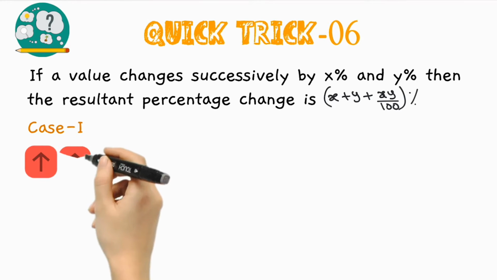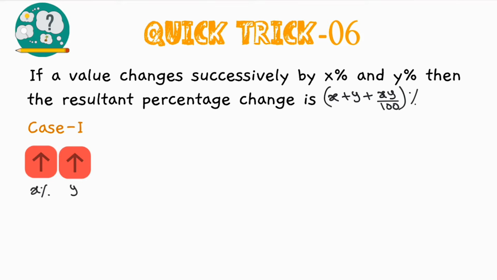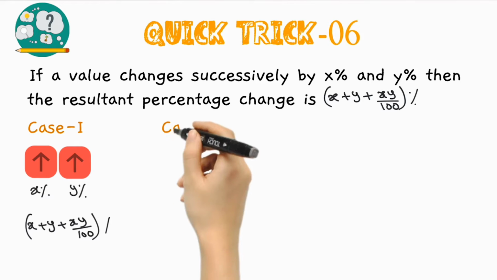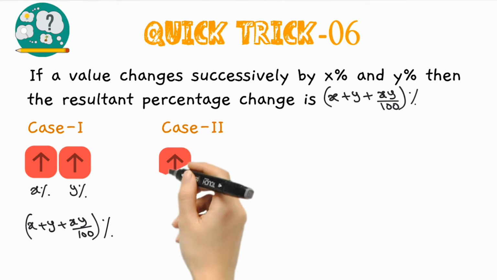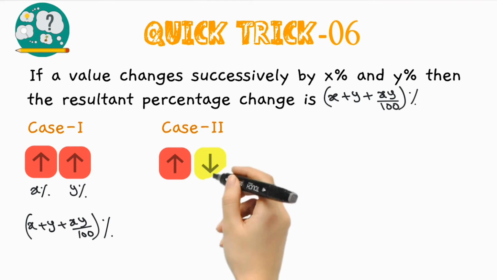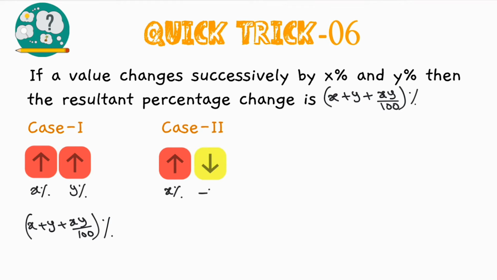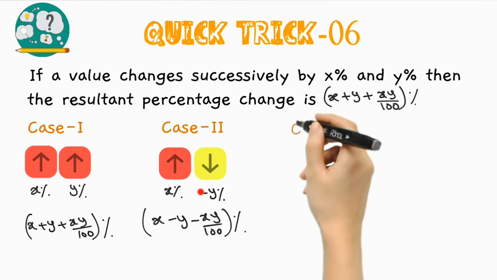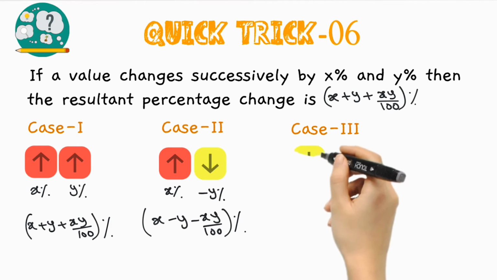If the value increases by x% and y% respectively, then the resultant percentage change is same as your generalized expression, which is given as x plus y plus xy over 100%. Next, case 2. If the value increases by x% and decreases by y%, then the resultant percentage change will be x minus y minus xy over 100%. Here, the decreasing value is represented with negative sign.